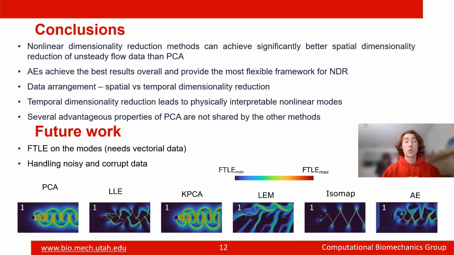We have investigated and compared several nonlinear dimensionality reduction methods for unsteady fluid flows. What we've seen for spatial dimensionality reduction is that all of the nonlinear methods provided a smaller reconstruction error than PCA. Overall, autoencoders had the best results and provided the most flexible framework for dimensionality reduction. We've seen these 2 scenarios of data arrangement leading to spatial versus temporal reduction. Spatial reduction is useful for embeddings that can be used for reduced order modeling, while temporal dimensionality reduction gives us these visual modes that we can physically interpret.